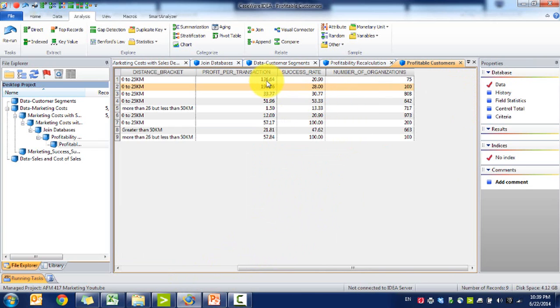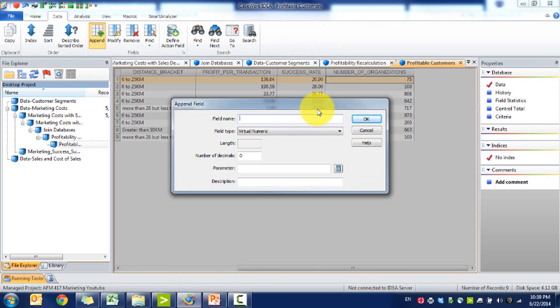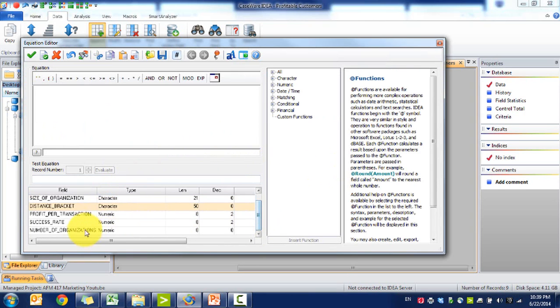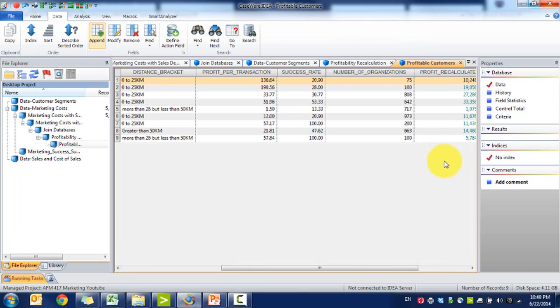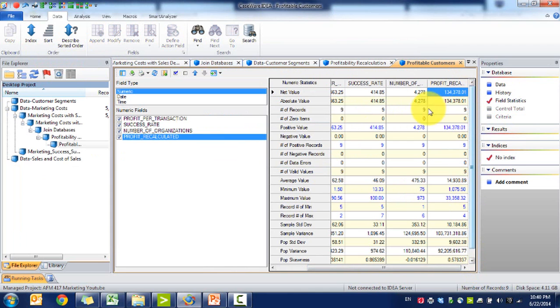We just need to basically take the profit per transaction versus the number of organizations that exist in the industry. It could have got a little bit more complicated. We would have had to break each of them down, do a little columns, and add it up later. But let's go profit forecast, or recalculated. And essentially that's going to be profit per transaction times number of organizations. And if we run field statistics, what we'll see here is that the profitability is now 134,000.